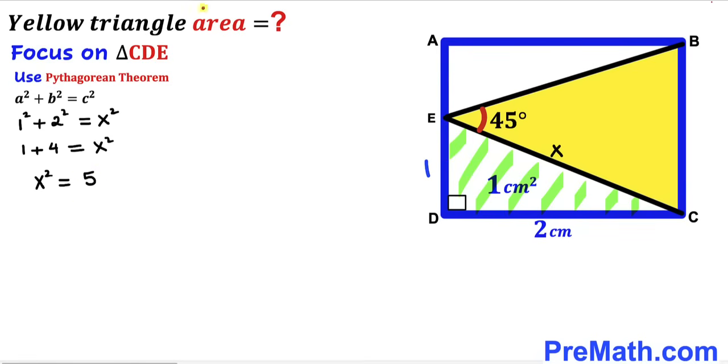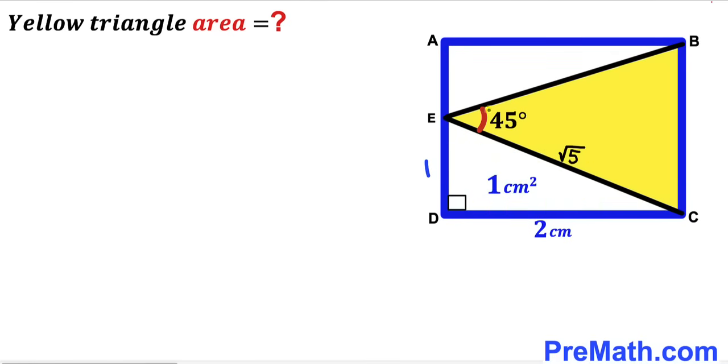Now I'm going to undo this square by taking a square root on both sides. The square and square root undo each other, so our x value turns out to be positive square root of 5. Therefore this side CE length turns out to be square root of 5.